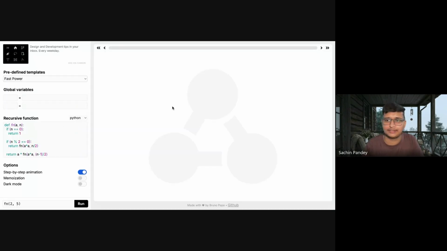Can you see this? This is the visualization tool. You can use it. It's called recursion.versal.app. Don't worry, I'll share it with you at the end. So you can see here fn of 2,5. Can you see this? fn of 2,5. So 2 to the power 5, which is 32. We will run it.